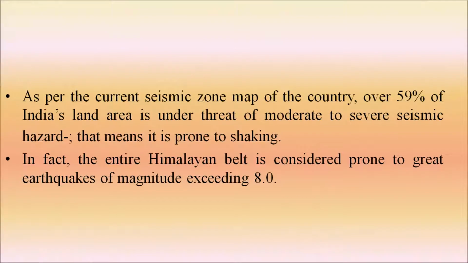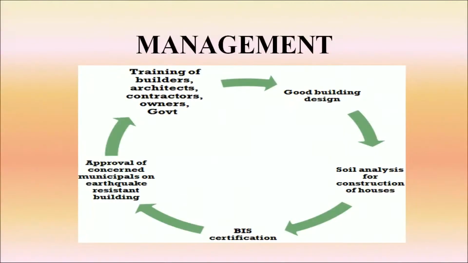As per the current seismic zone map of the country, over 59% of India's land area is under threat of moderate to severe seismic hazards. That means it is prone to shaking. In fact, the entire Himalayan belt is considered prone to great earthquakes of magnitude exceeding 8. Now come to the management.